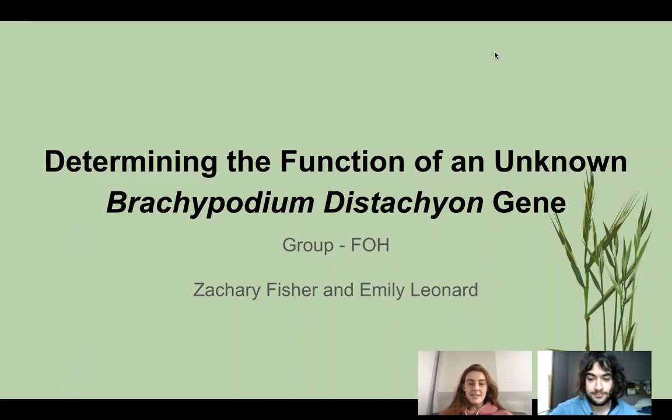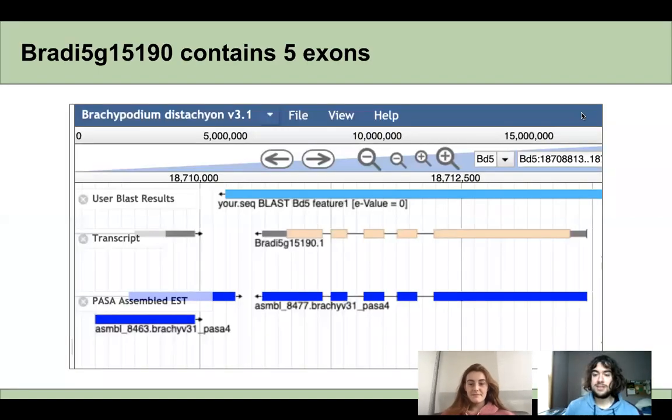So this is the final presentation of group FOH and the function of our unknown gene. Trying to determine the model of our unknown gene, we utilized the homology-based method as it allowed us to compare our sequence of transcripts from other model organisms, giving us more accurate results.